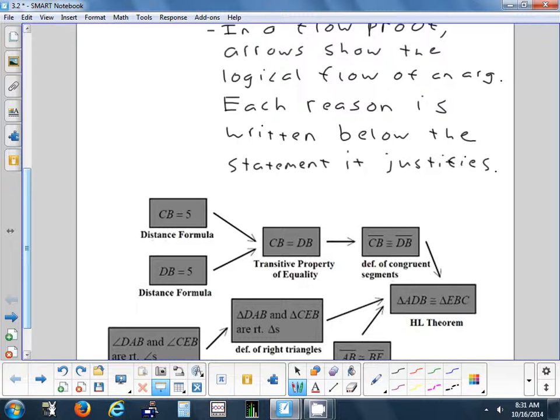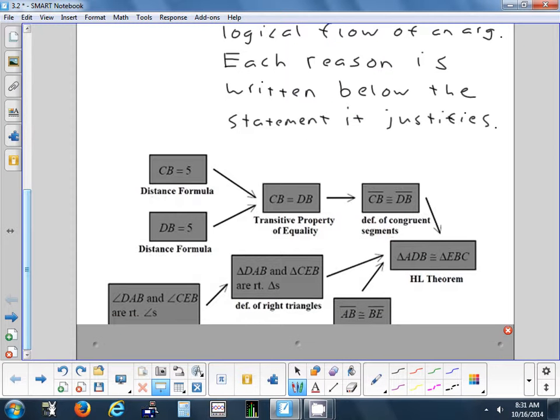There's some information here that was probably given. Maybe they gave coordinates, and the person used the distance formula to find the distance between point C and point B, and they got 5, and then point D and point B, and they got 5. The first step should be okay: if CB equals 5 and DB equals 5, then CB and DB are the same length. The reason is substitution, or you could also say transitive property of equality. Next, if you have two segments that are equal in measure, that means they are congruent. That's the definition of congruent segments.